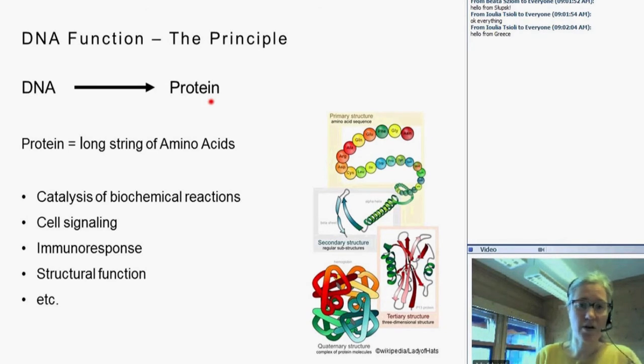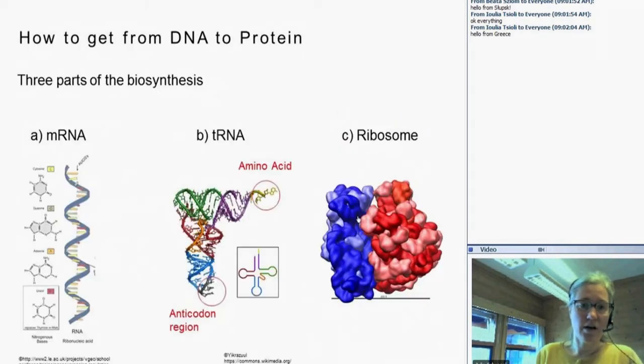How does it do this? Well, there's 3 parts of the protein biosynthesis, it's called. So the biosynthesis just describes that it's a natural process. It's nothing artificial about it. You can also replicate it artificially, but this is going on in the cells of our bodies. So you need 3 things. You need something that's called mRNA or messenger RNA.